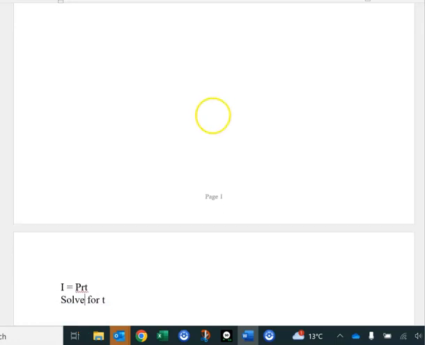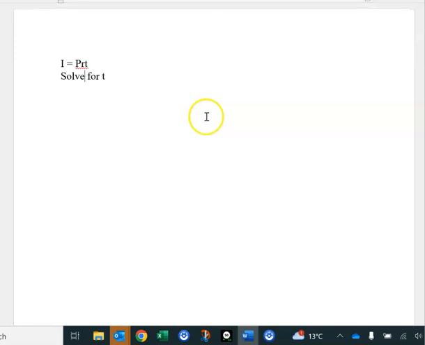All right, so let's try the next one. I equals PRT. Solve for t. Again, whatever we do to one side, we have to do to the other. I want to get t by itself, so I need to get rid of the p and the r. PRT is p multiplied by r multiplied by t. Okay, so I equals PRT.